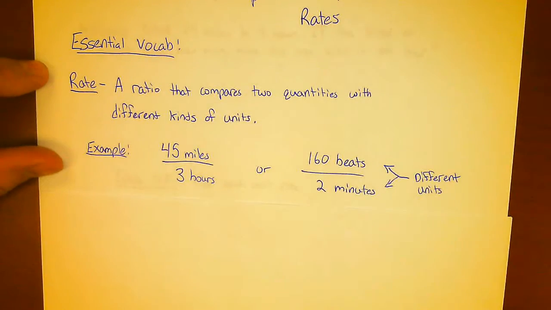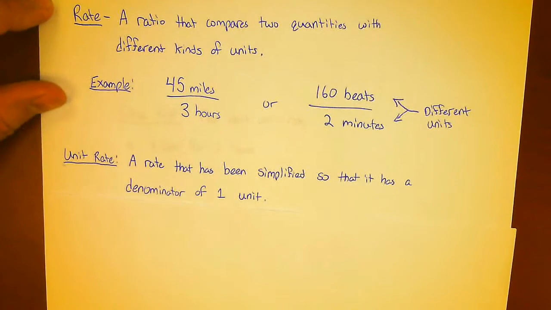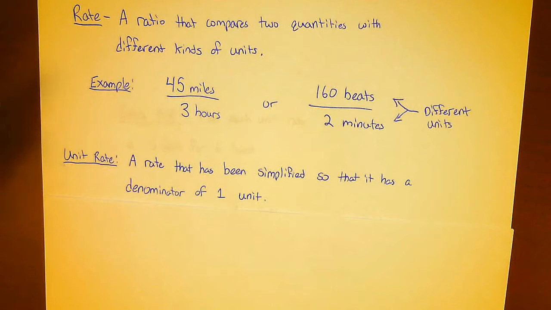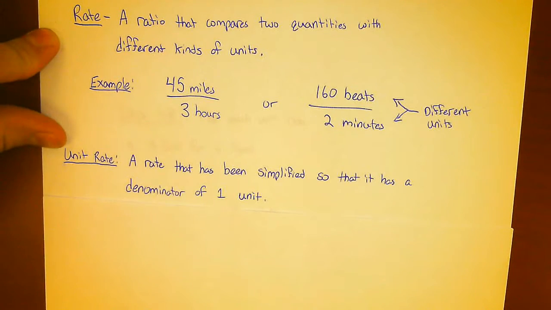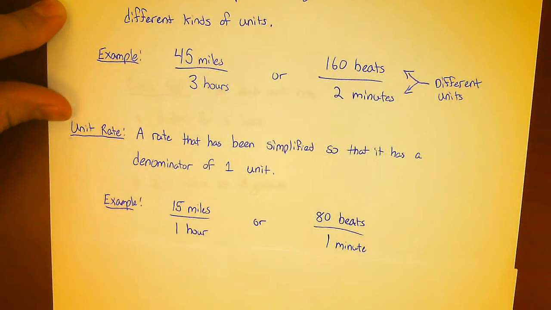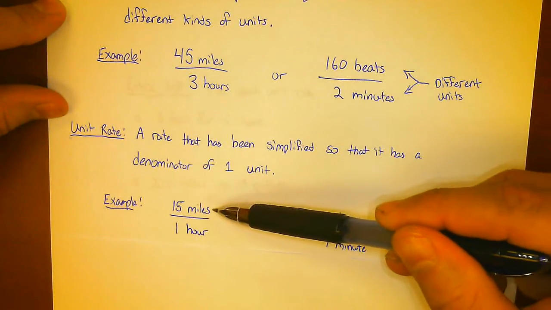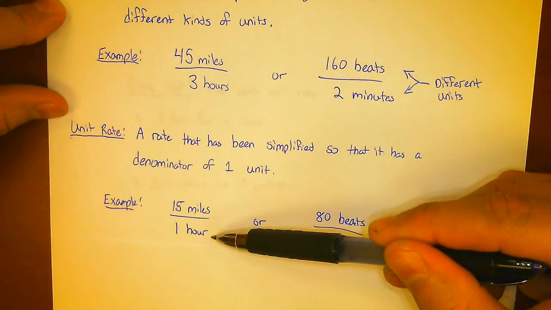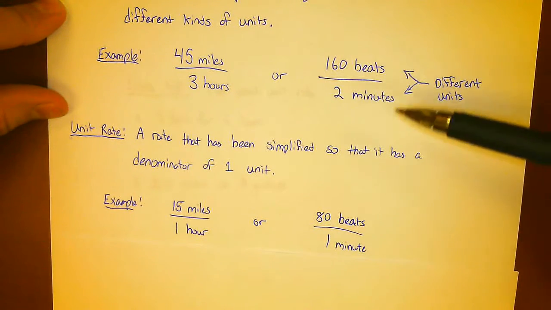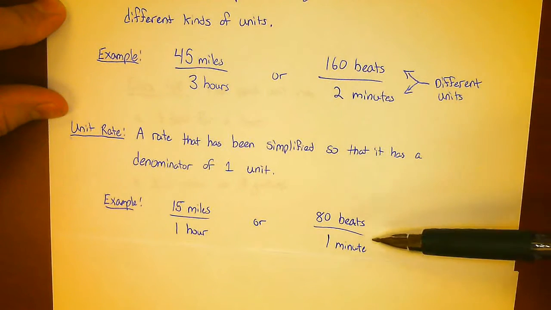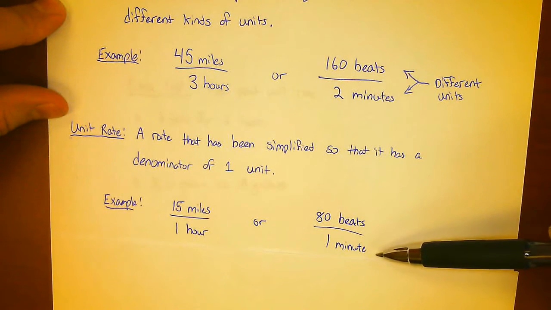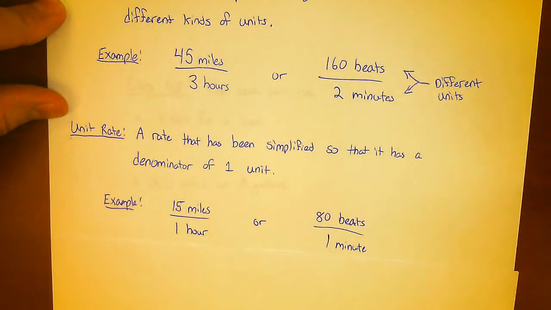All right. Our next word, unit rate. A rate that has been simplified so that it has a denominator of 1 unit. So we're going to take those examples that we just had and simplify them so that we get a unit rate with a denominator of 1 unit. First example, where we had 45 miles over 3 hours, simplify that down to 15 miles per 1 hour. Same with the beats. We had 160 over 2 minutes. Now we have 80 beats per 1 minute. That is now a unit rate instead of just a rate.